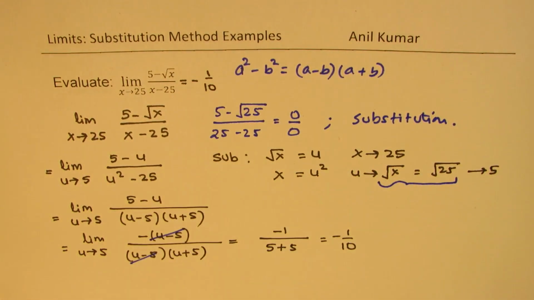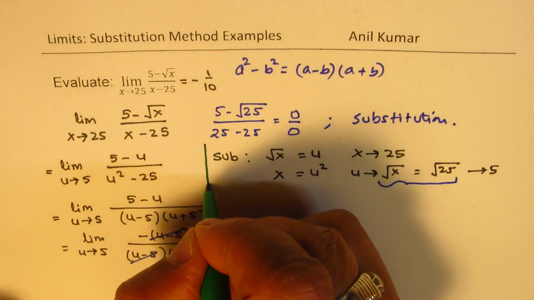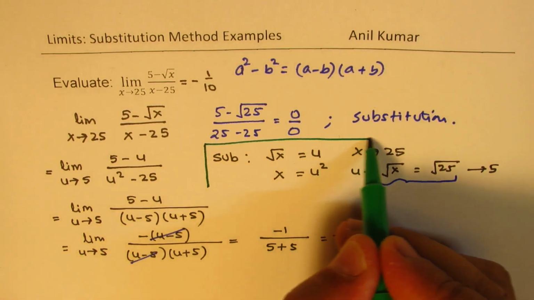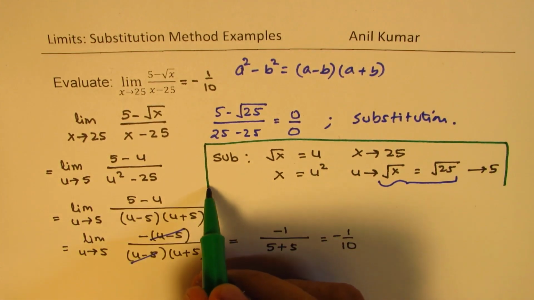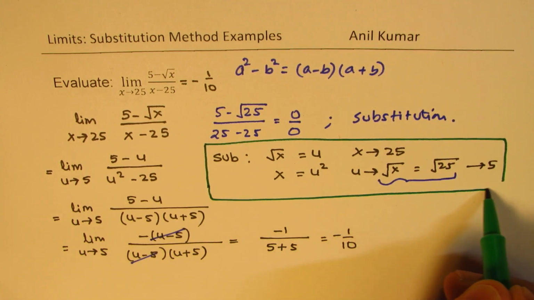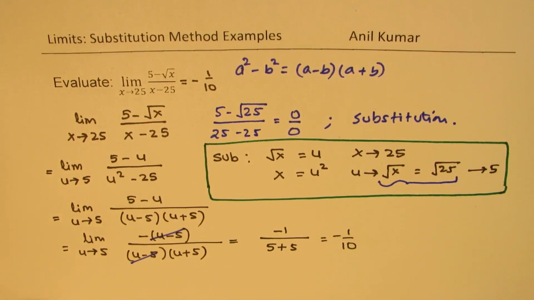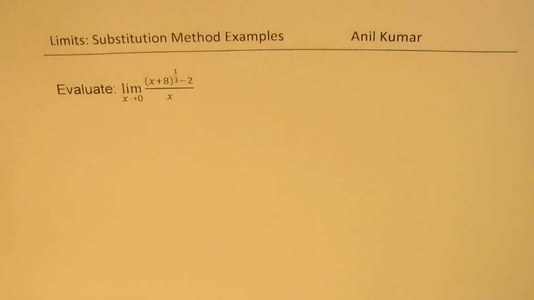Is that clear to you? Correct? So that is how we are going to solve this equation using substitution. I hope you have understood this part of substitution, where we substituted square root of x with u and changed the limit from x approaches 25 to u approaches 5. So that is very important to understand. Let's take up another example where this method of substitution is really very effective.